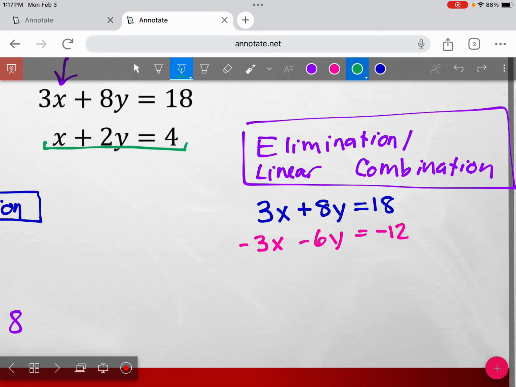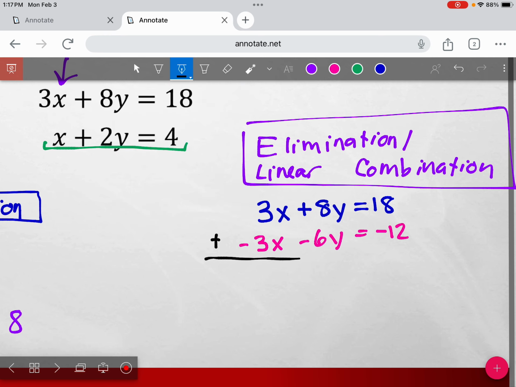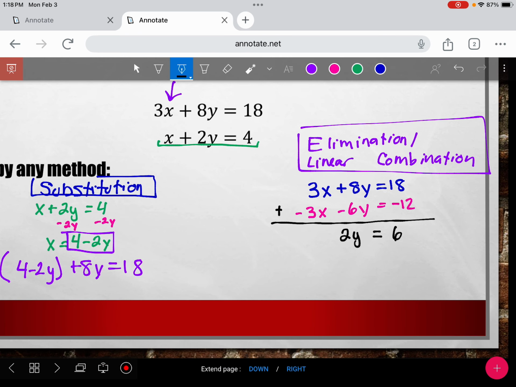When we come to our linear combination, to finish this one out, just because that'll give us our same y piece, my x's are going to eliminate out. 3x plus -3x, they cancel out. 8y plus -6y, we're going to get 2y. 18 plus -12 gives us 6. So we wind up with y equals 3.